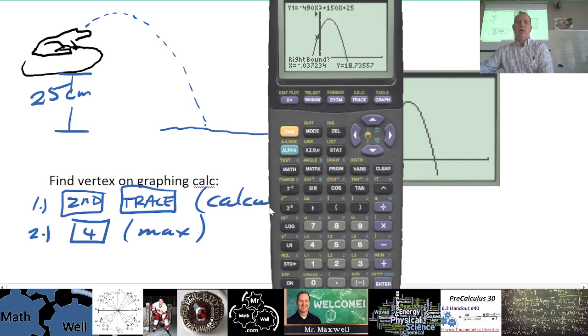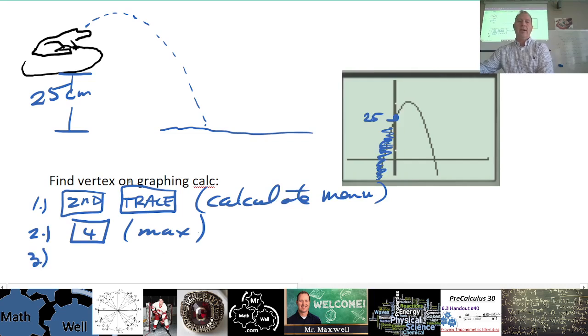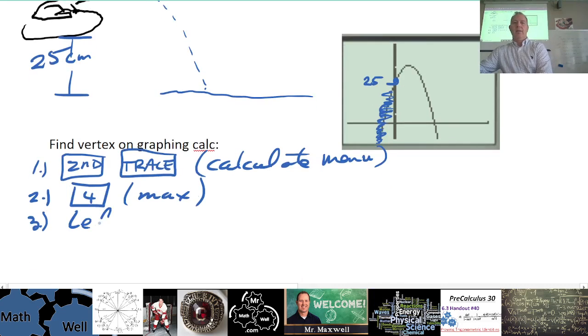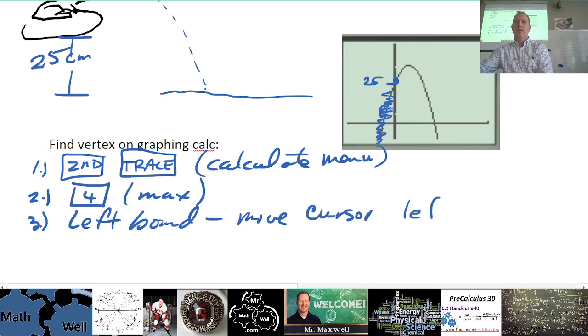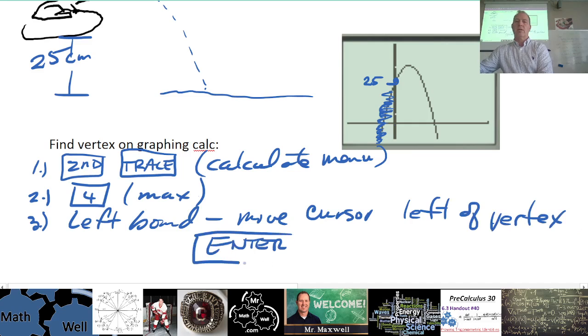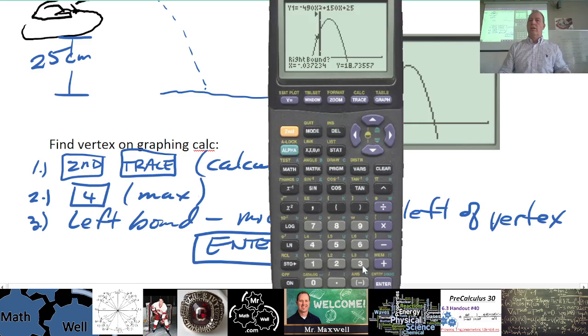Okay, so if we're writing down these steps here: left bound, move cursor left of the vertex, so what you can see as the vertex, and then press enter on your TI-83 here. Okay, so that's what we did.